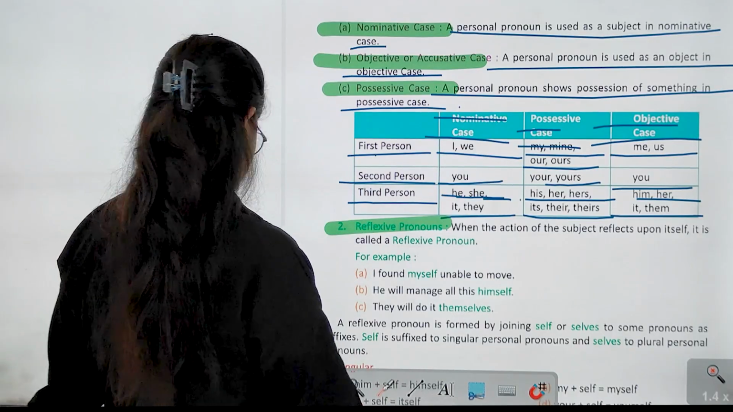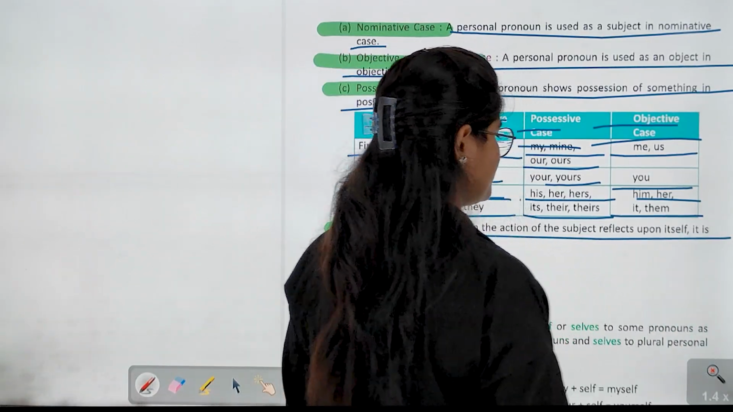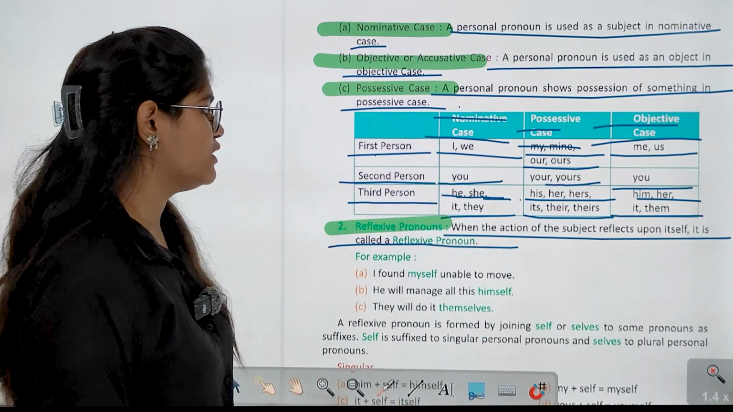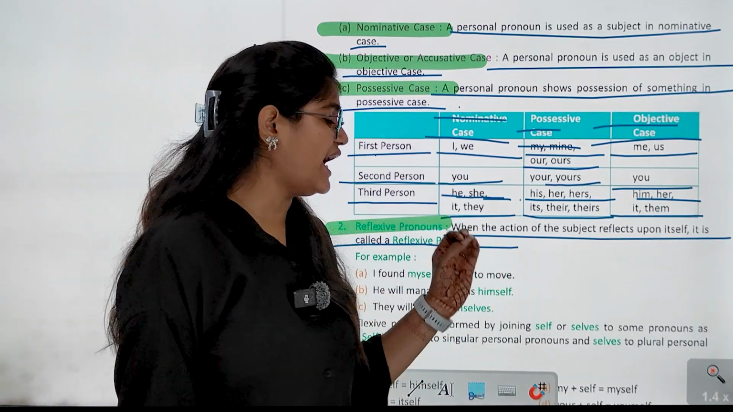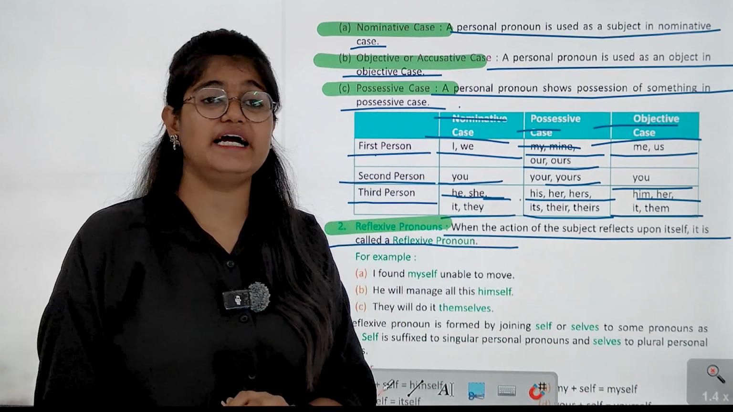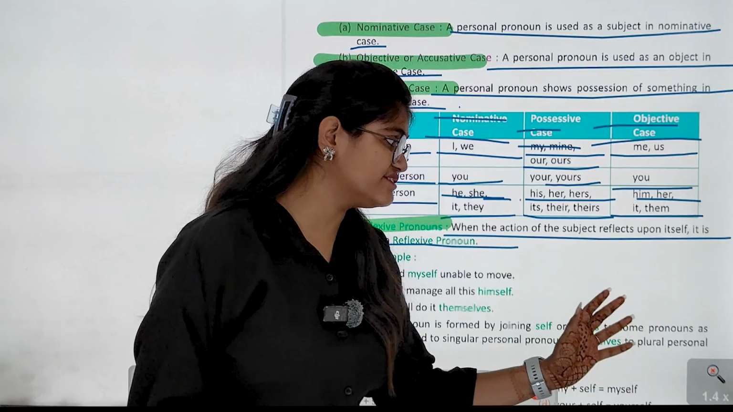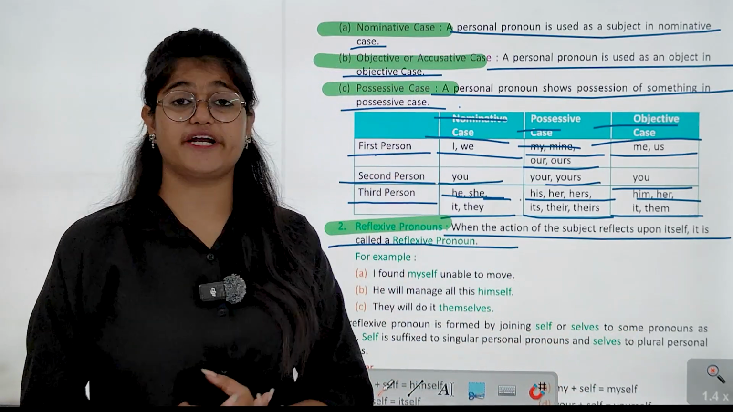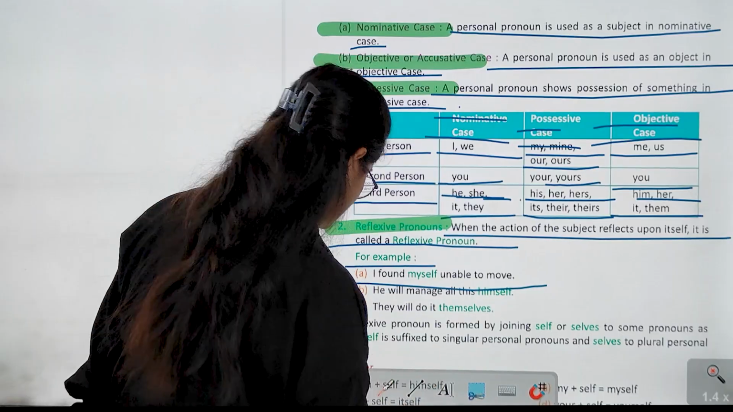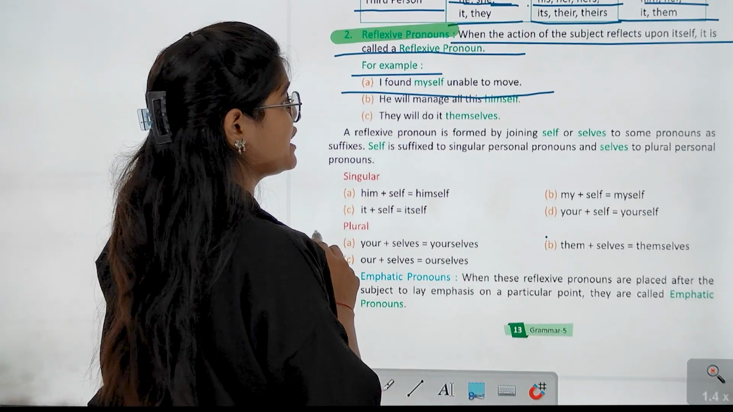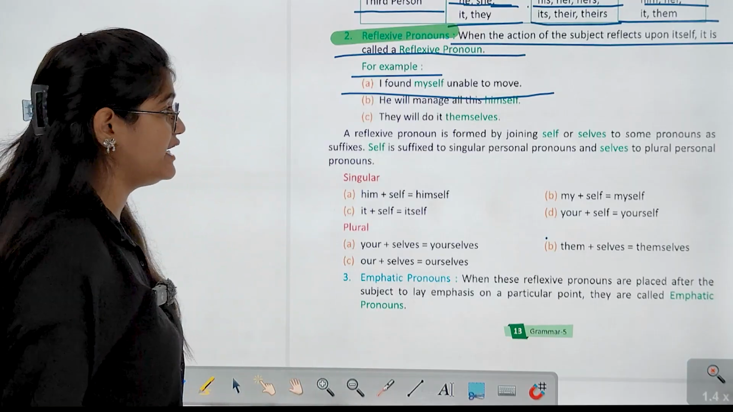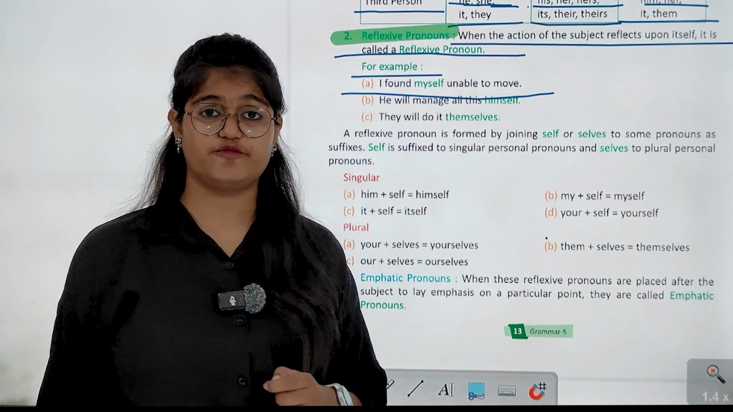So, when the action of the subject reflects upon itself, it is called the reflexive pronoun. कि जब भी कोई भी एक्शन किसी सब्जेक्ट का वापस उसी को आकर रिफ्लेक्ट करता है, then it is to be known as the reflexive pronoun. For example, they have given that I found myself unable to move. कि यहाँ पर जो सब्जेक्ट है वो सीधा इफेक्ट अपने ऊपर डाल रहा है. That is why it is known as the reflexive pronoun, right?